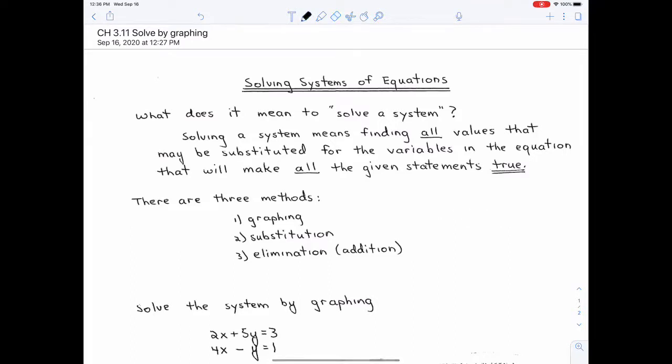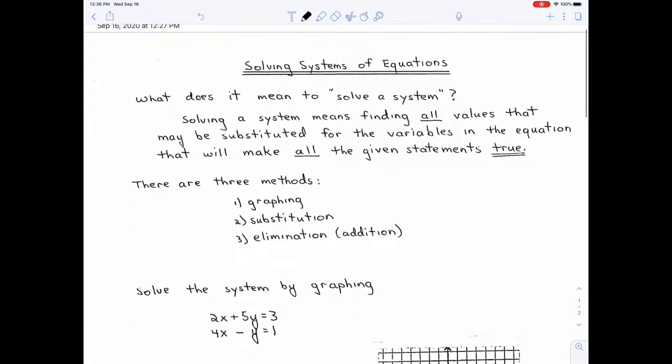Well, what are we doing here? Let's take a look at this example at the bottom of the screen. 2x plus 5y equals 3. Do I want to make that true? Yes, I do, but that's not enough. It's not enough to make that true. The other equation, 4x minus y equals 1. Do I want to make that true? Yes, I do, but that's not enough.